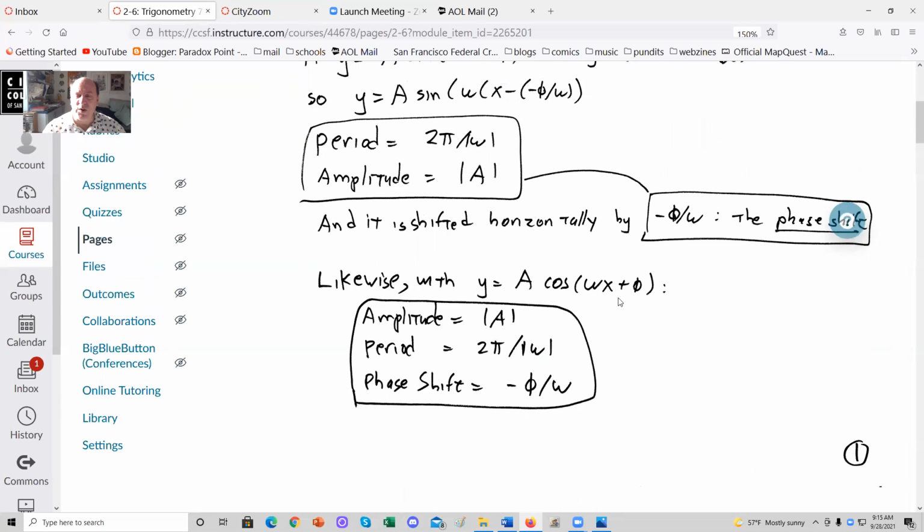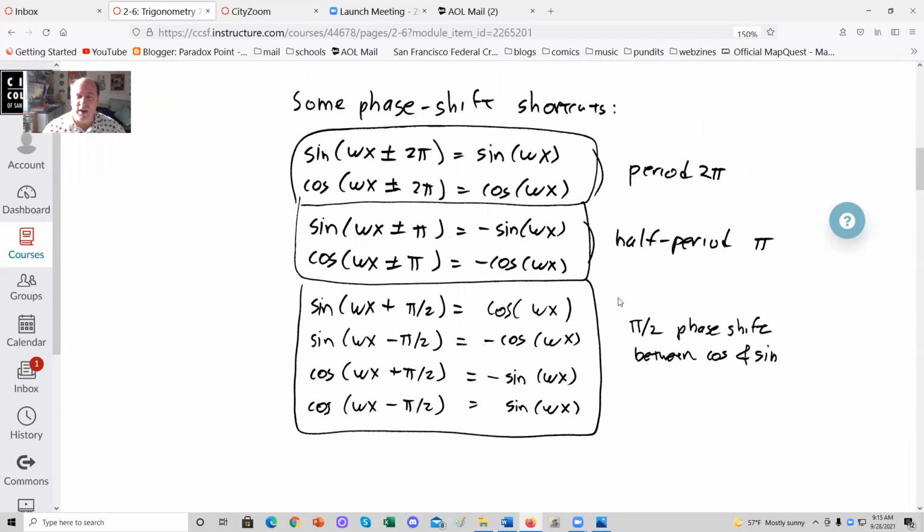Now we can do a few shortcuts on phase shift. If we shift the phase of a sine wave by 2 pi, that gets you right back to where you were. And cosine of omega x plus or minus 2 pi is also cosine of omega x. So we have a period of 2 pi. And if we add plus or minus pi, sine turns to minus sine, cosine turns to minus cosine. So this is a half period.